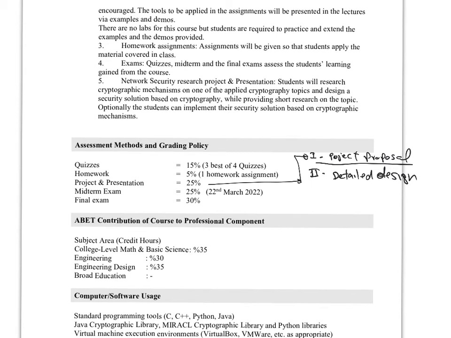And then, of course, phase 3 is the final submission, the final project. For the final project, there will be a presentation, a report, and code, the actual implementation. So all these three components are going to be part of the final.